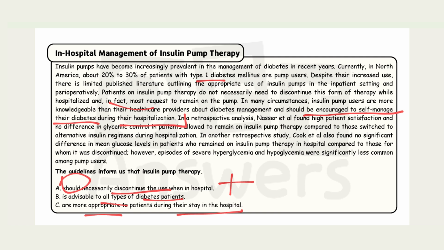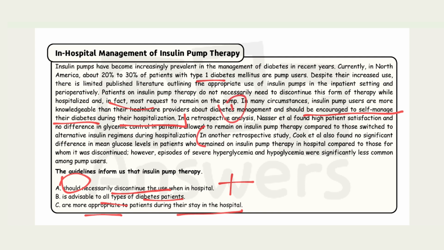So in a retrospective analysis, Nasser et al., meaning his group, found a high patient satisfaction and no difference in glycemic control in patients allowed to remain on insulin pump therapy compared to those switched to alternative insulin regimens. Meaning the study found patient satisfaction and no change in glycemic control compared with the alternative methods, the persons using other insulin regimens during hospitalization. So this is the first study result.